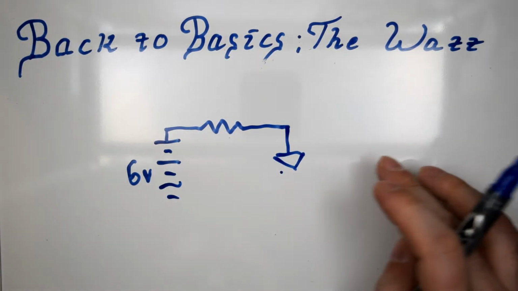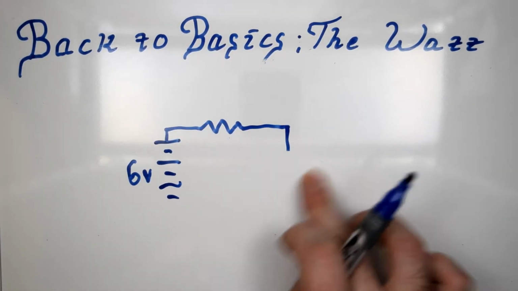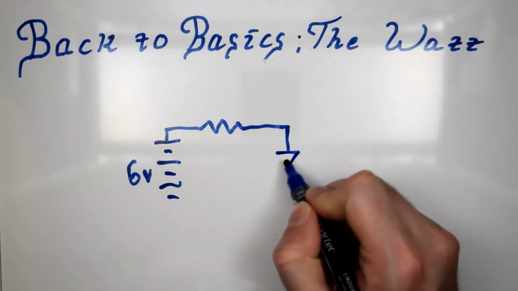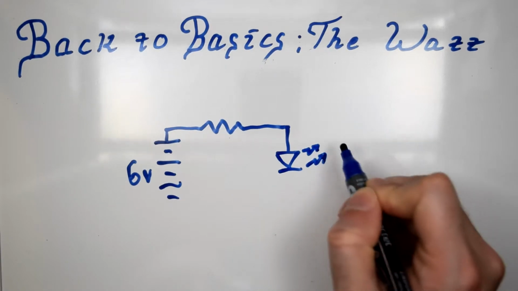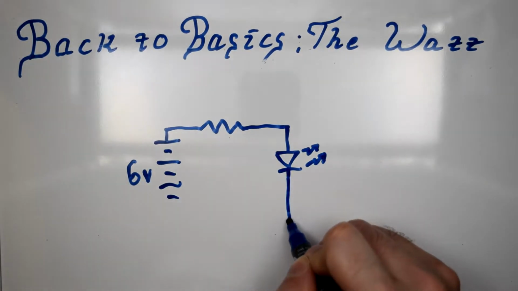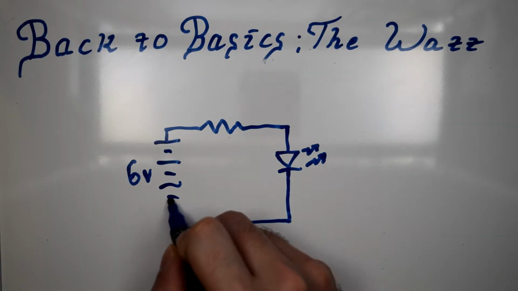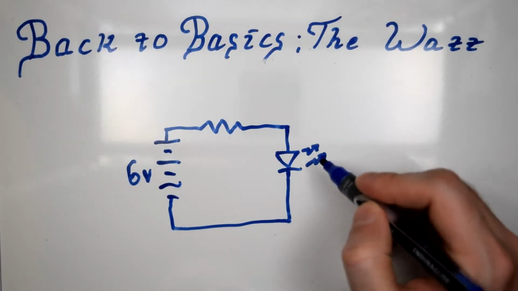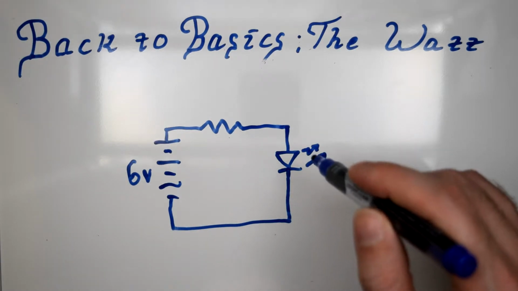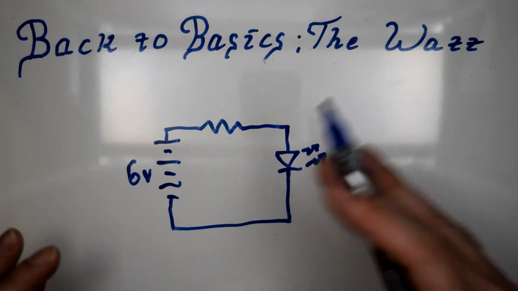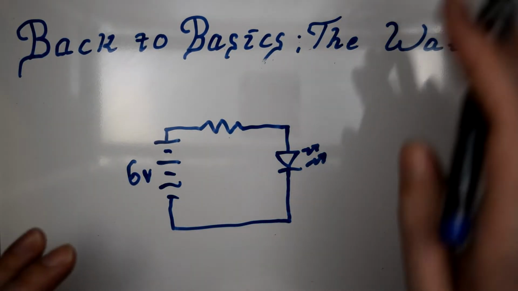Let's try to draw that again. We'll have an LED, there we go. Arrows pointing outwards, denoting that the LED is light emitting. If you put the arrows pointing inwards, it means it's a light-sensitive transistor, which is a different thing. We'll cover those way down the line here.